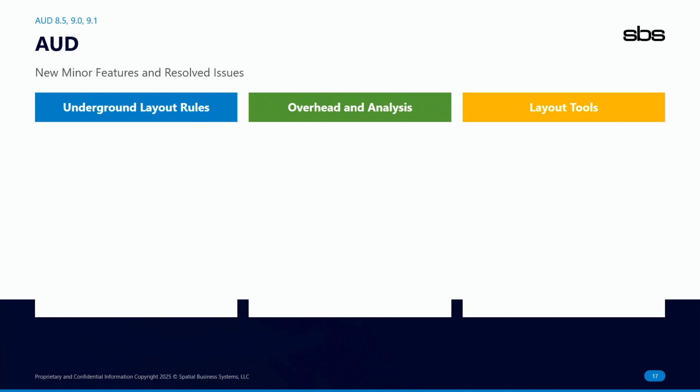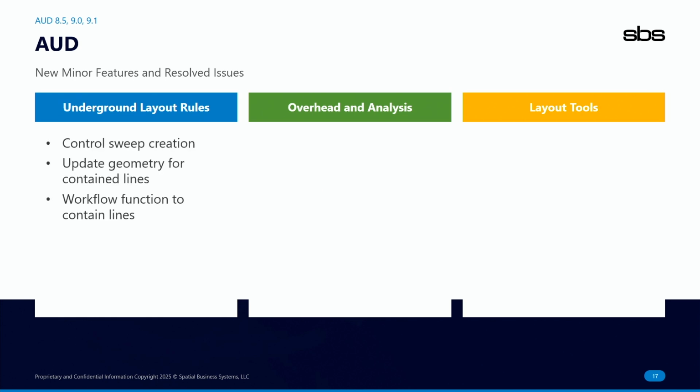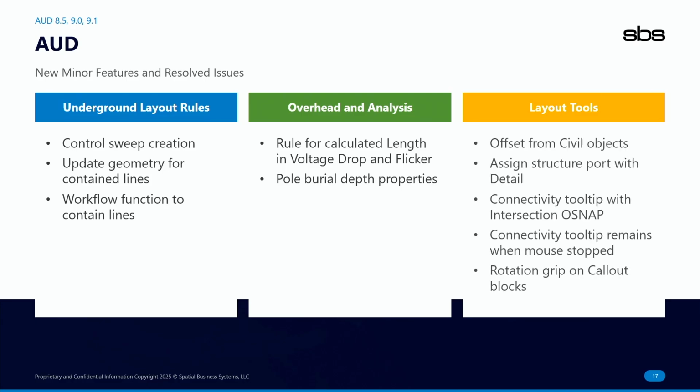I'll quickly go through a lot of other smaller enhancements. We have improvements to how sweeps can be generated more flexibly, a lot of new rule functions to control that. Overhead analysis can now specify a calculated length for voltage drop. We added improvements for how the buried depth of a pole can be specified. I know that's just a little bit of a workflow complication. That can be set up to work a lot more smoothly now to expose what you want the buried depth of the pole to be.